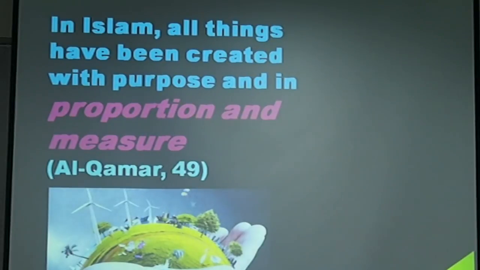Look thoroughly, look several times, please find any non-proportion, any bad design or flaw in the design of the creation of the universe. We can't find it.